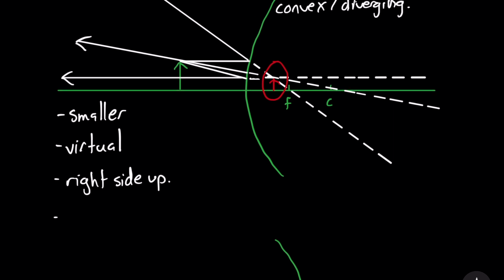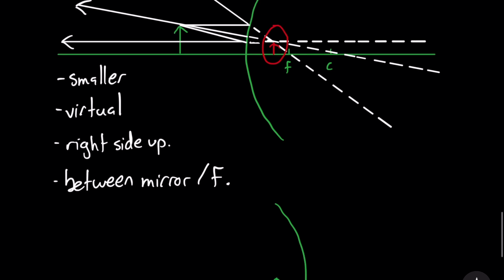And finally, we have to write down the position. So this time our image is between the mirror and our focal length. So we can just write down between mirror and F. Okay. So again, our four characteristics: we got a smaller image, we have a virtual image, we have a right side up image, and we also have our position being between the mirror and our focal point or focal length.